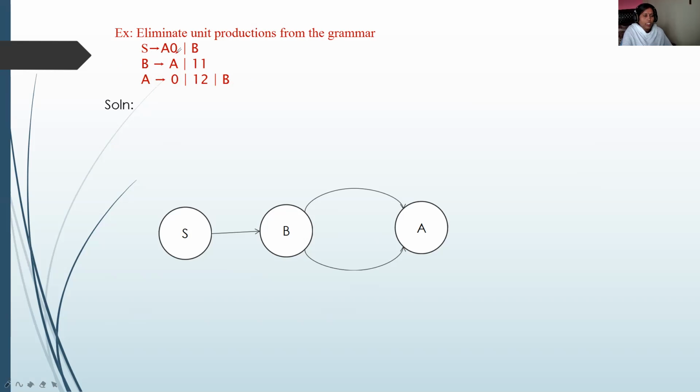First we need to check. Yes, S is producing B. This is one unit production. Then B is producing A. This is another unit production. A is producing B. This is another unit production. So here, first we'll try to construct the dependency graph.